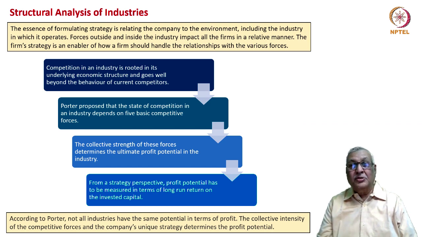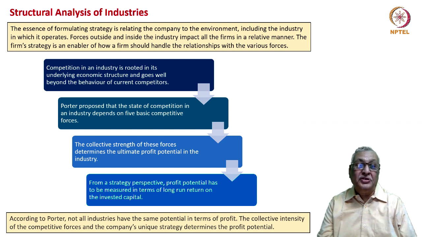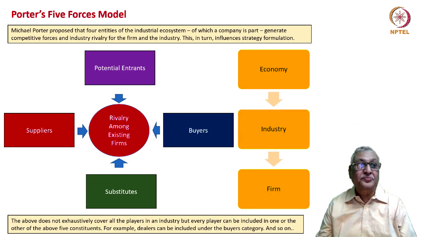According to Professor Porter, not all industries have the same potential in terms of profit. There are different types of industries, as we have seen, and some of them are cyclical industries, some of them are stable industries, some of them are growth industries, some of them are emerging industries. The profit potential therefore varies. Depending also on the nature of incumbents in an industry, the profit potential could vary. So the collective intensity of the competitive forces and the company's unique strategy determines the profit potential of an industry.